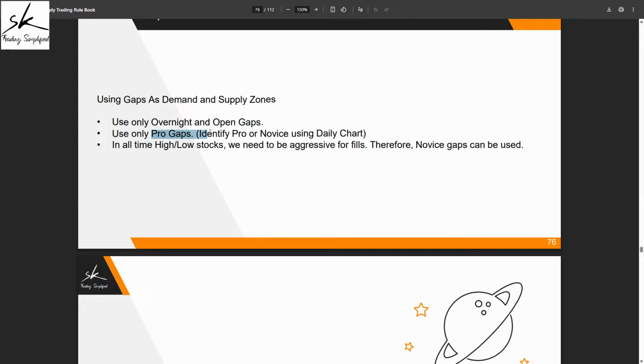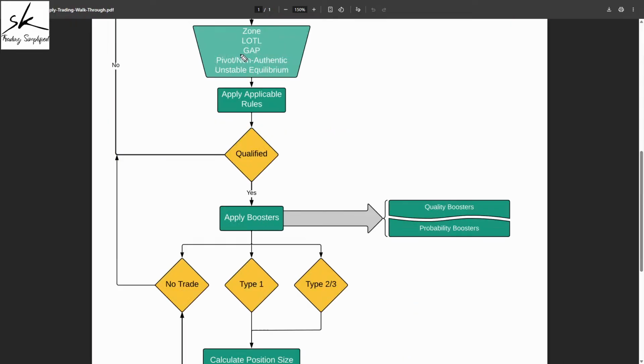So all the rules for the gap, that it has to be overnight and open gap, applicable. It has to be a pro gap, applicable. This is not a symbol which is making all-time highs or all-time lows. So this condition will not be applicable, but whatever was applicable, we are qualified based on those conditions. So we have applied the gap conditions. The zone is definitely qualified for us. Pivot non-authenticity not applicable. Why? Because if you have a pro gap, you can ignore the rules of pivot and non-authenticity.